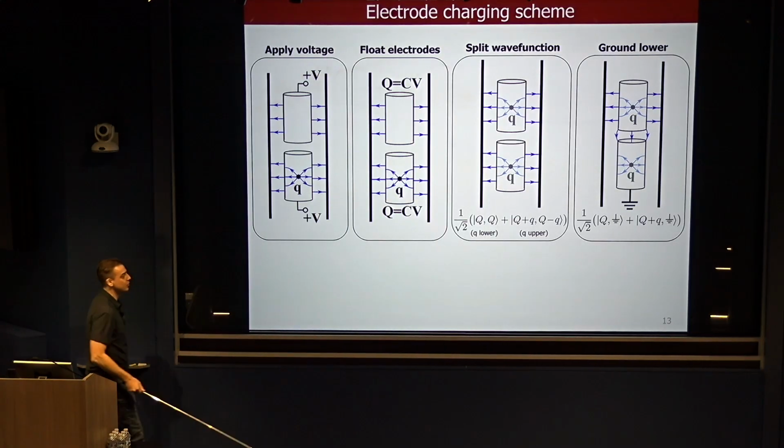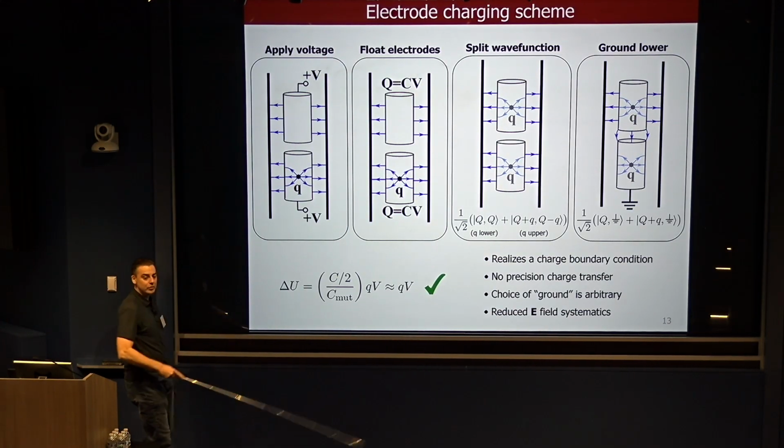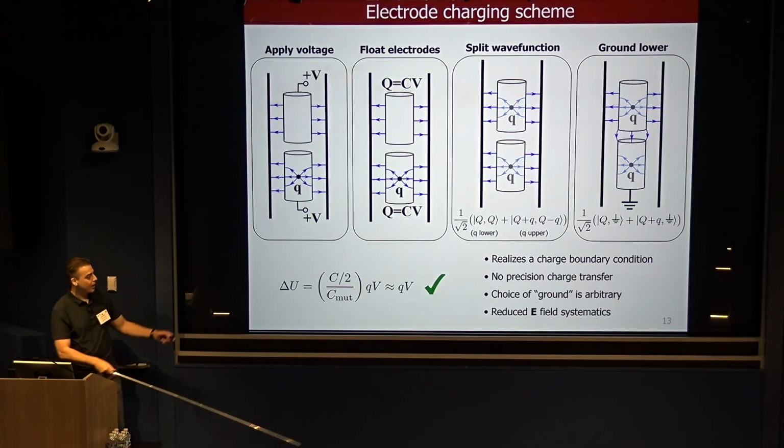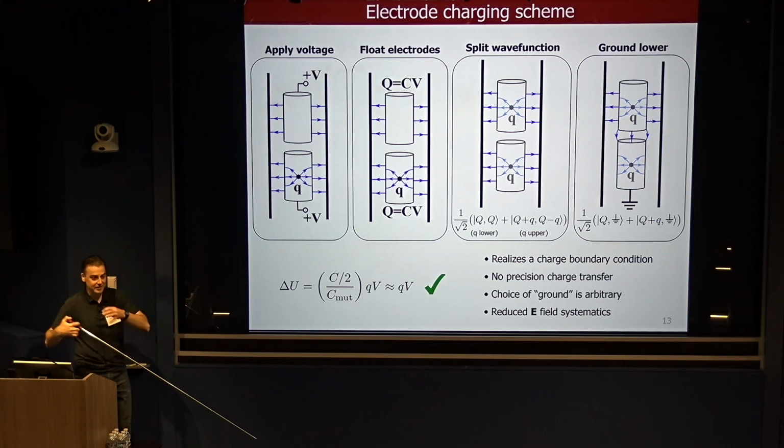I don't have time to go through the details because I'm way over time, but it turns out that in that particular scheme, you do recover a non-zero energy difference. So this is, I think, a workaround for this. So there's a no-go, but we can actually get around it and make a measurement.